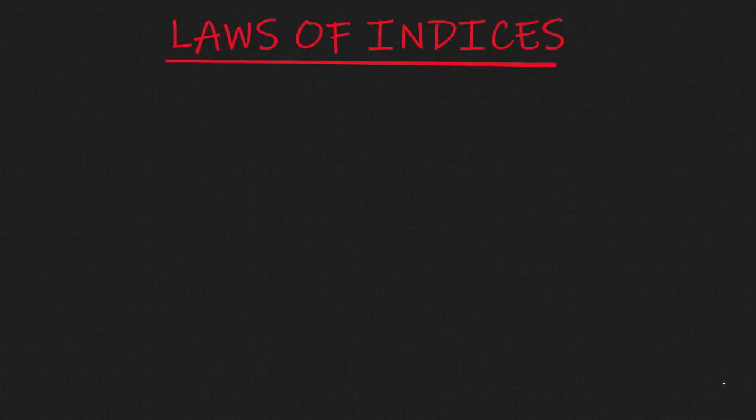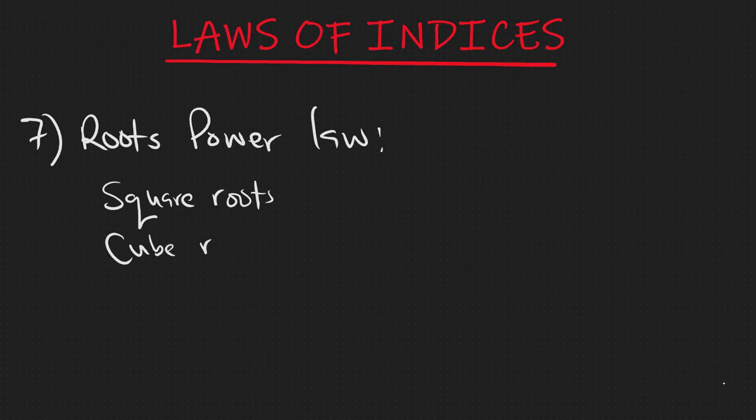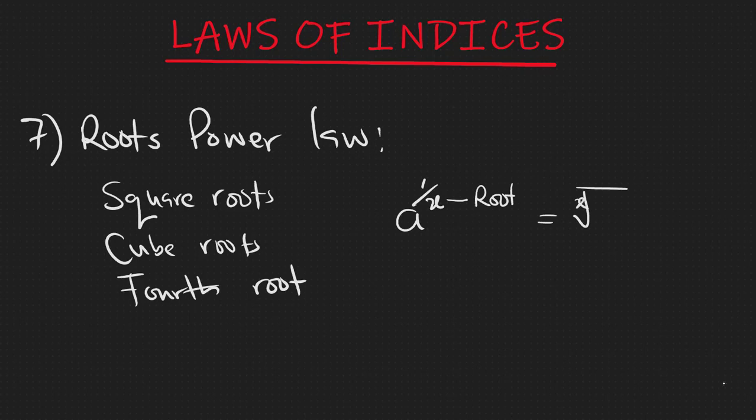The seventh law is the roots power law. This law involves the method of showing the indices of different roots, and these may include square roots, cube roots, and fourth roots. This law says that whenever a number is raised to the power of a fraction, most especially 1 over a certain number, this simply becomes the root. So this one will give you the x root of a.